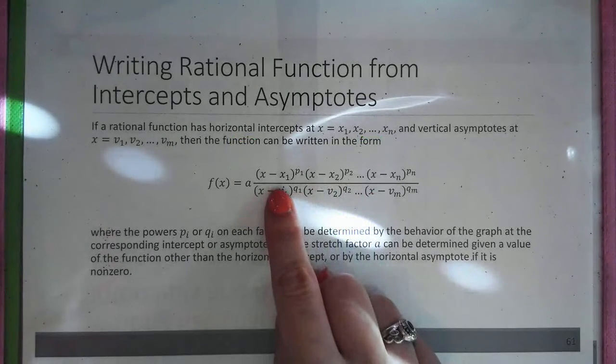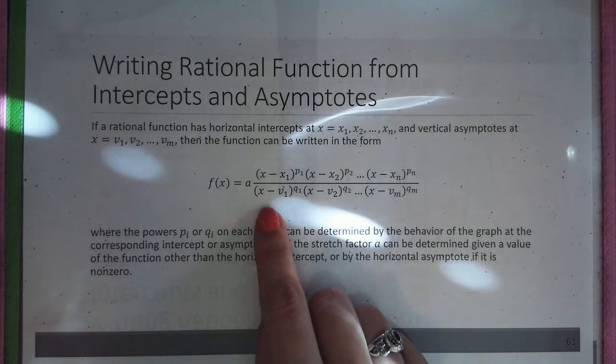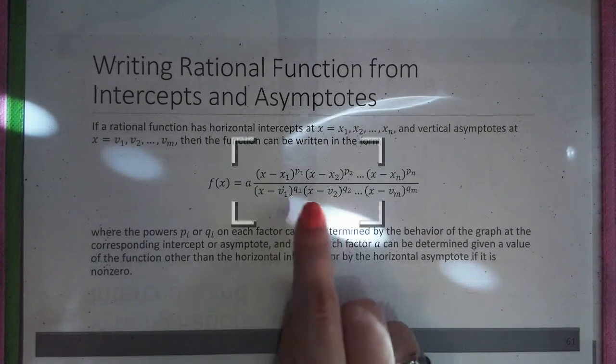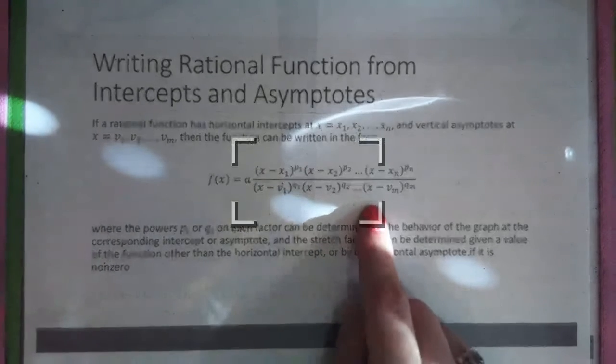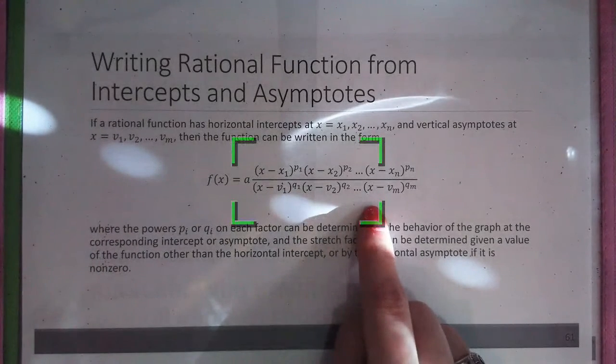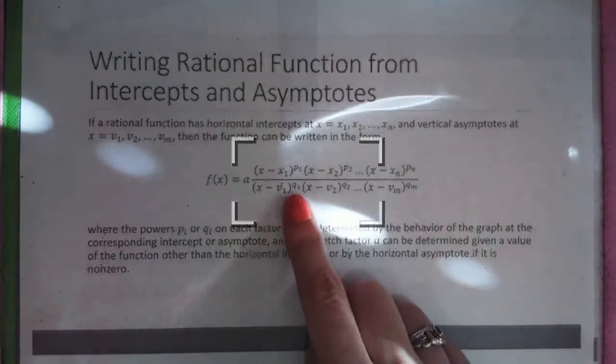So you'll notice this is x minus our x-intercepts raised to powers, which are our multiplicities. And then in the denominator, we have x minus v1 to the q1, x minus v2 to the q2, up through x minus vm to the qm. So that's x minus our vertical asymptote raised to a power.